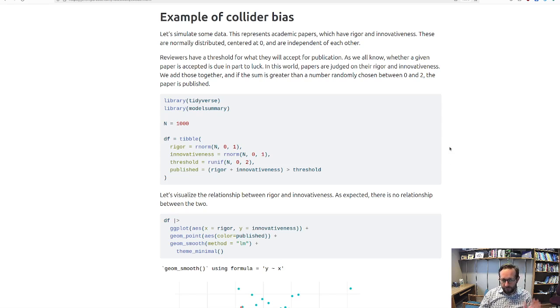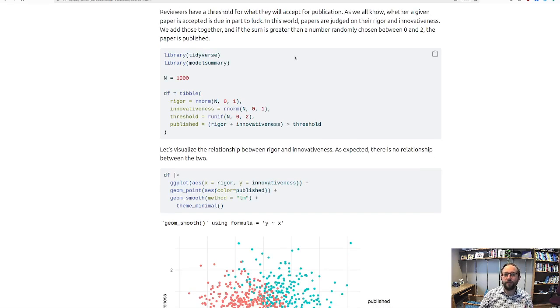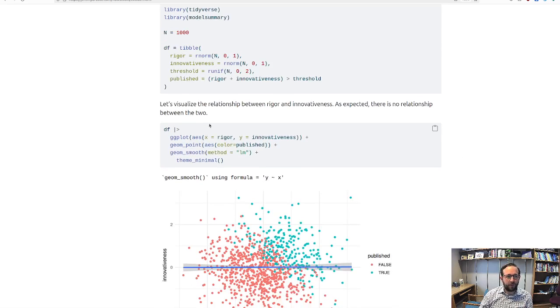And so let's look at the setup of the world that we've created, that we're simulating. This is from R. So we have an N of 1,000 papers. Those papers are randomly assigned a rigor, a random variable from a random normal distribution centered at 0 with a standard deviation of 1. They also have an innovativeness score, which is independent of that, right? It's another random normal distribution centered exactly the same way, centered at 0 with a standard deviation of 1.